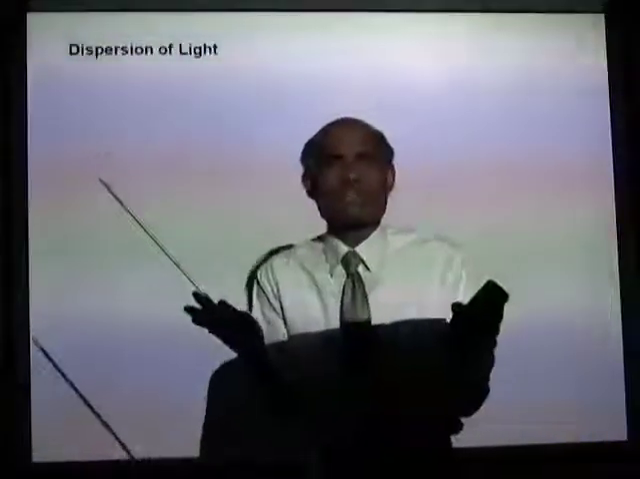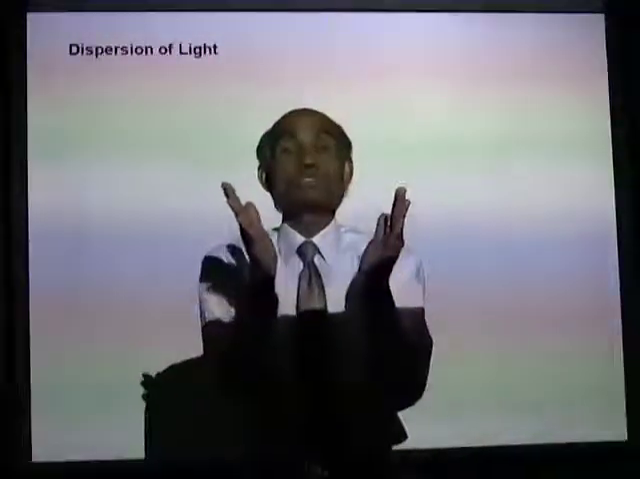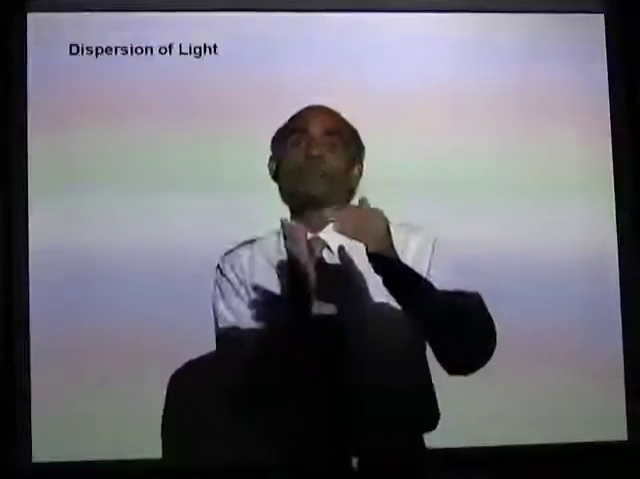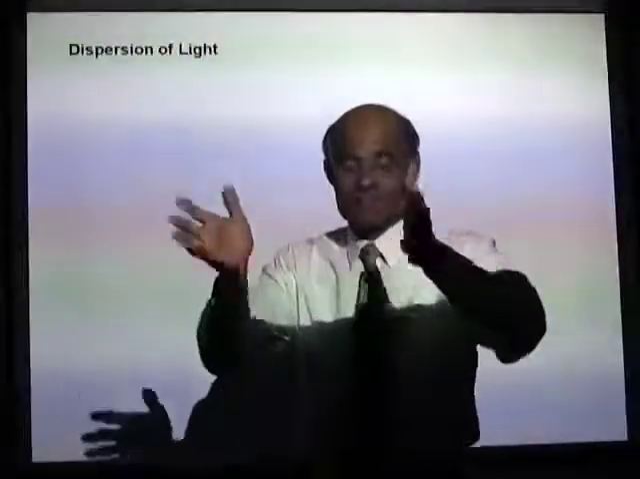Let's now look at dispersion of light. You know that light consists of over 3,000 different wavelengths. Now, when each of these wavelengths undergoes deviation, the angle of deviation or the angle of refraction will be slightly different for each wavelength. That can cause the different wavelengths to disperse, or spread apart.